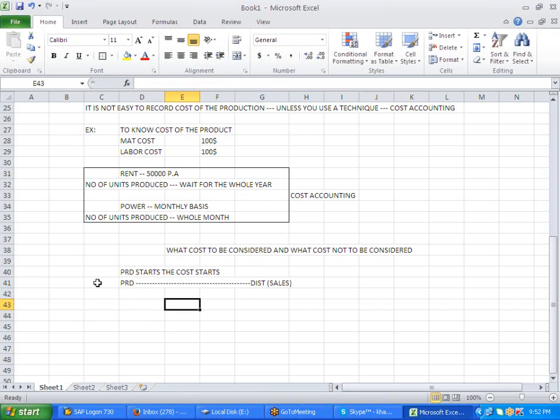But don't you think there will be cost which starts before production also? There will be cost before production, and there will be a cost which is after sales also. Let's take, for example, income tax. You know income tax, right? Do you have it in Egypt? Yes, sure.